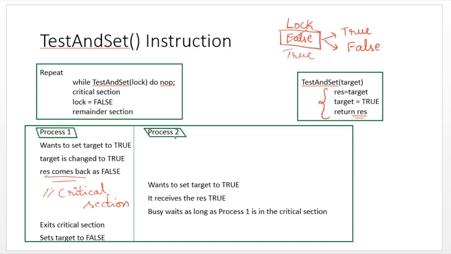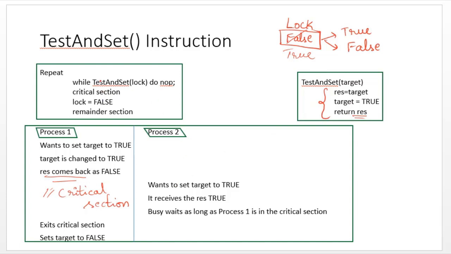Meanwhile, if some other process, let's say process 2, wants to set the target to true because it also wants to enter into critical section, then what will it do? It will again call the test and set instruction. Now, when it calls test and set instruction, the lock variable value will be set to result. What is the lock variable value? It is true now. And this true is returned back to process 2.